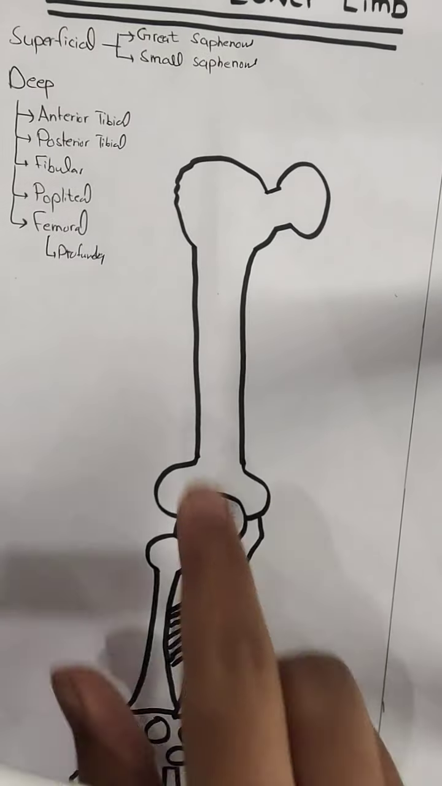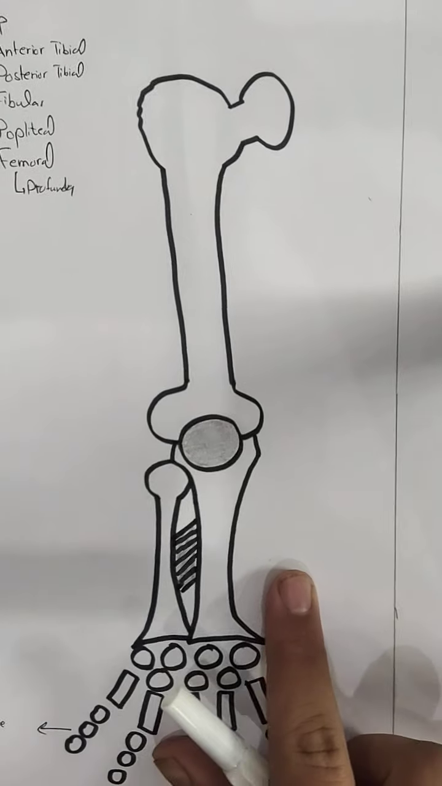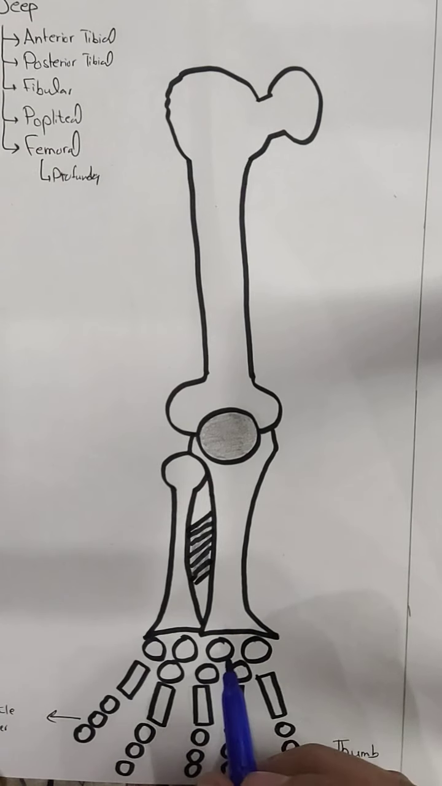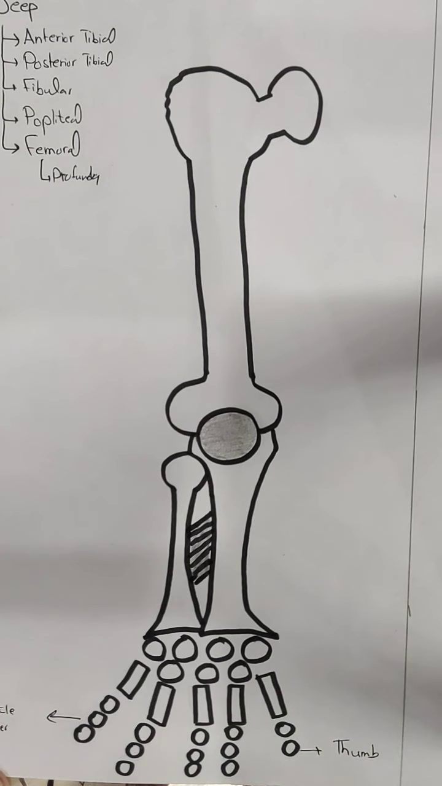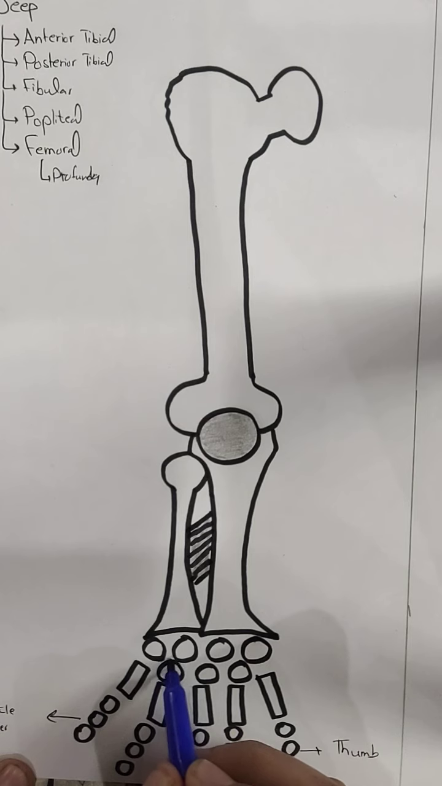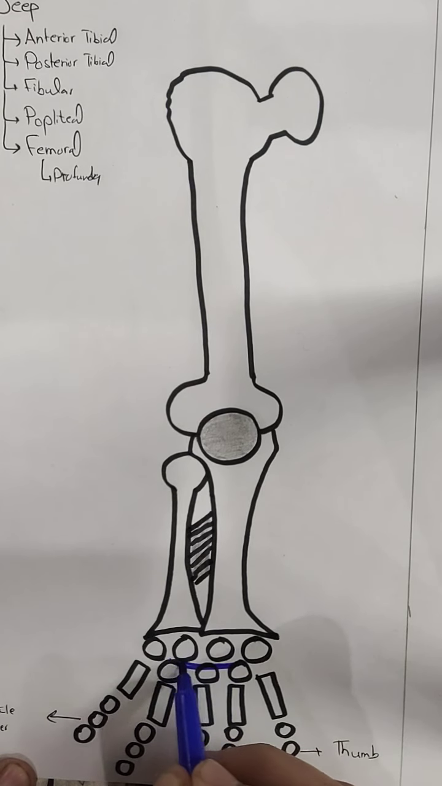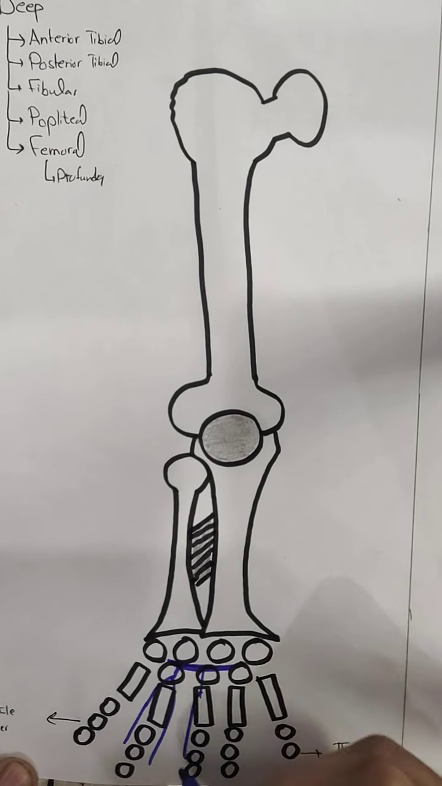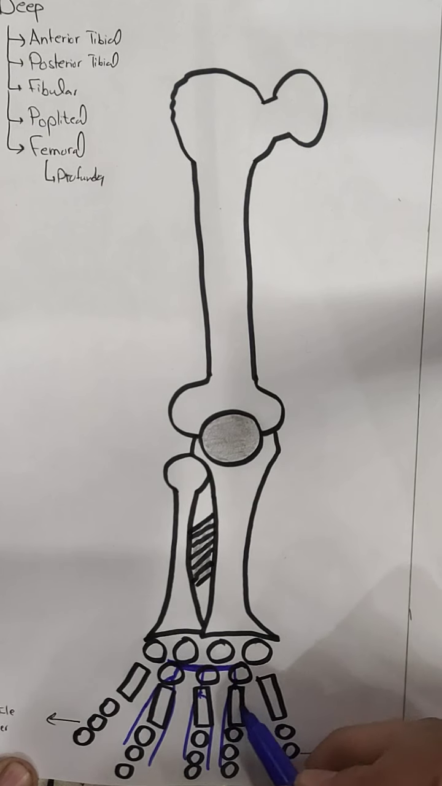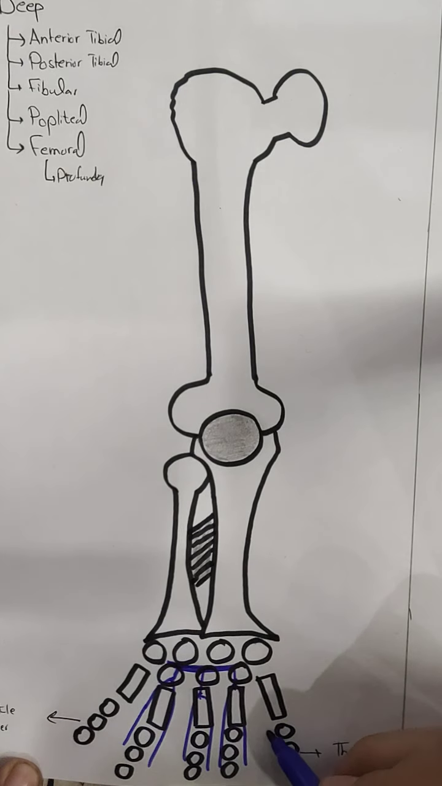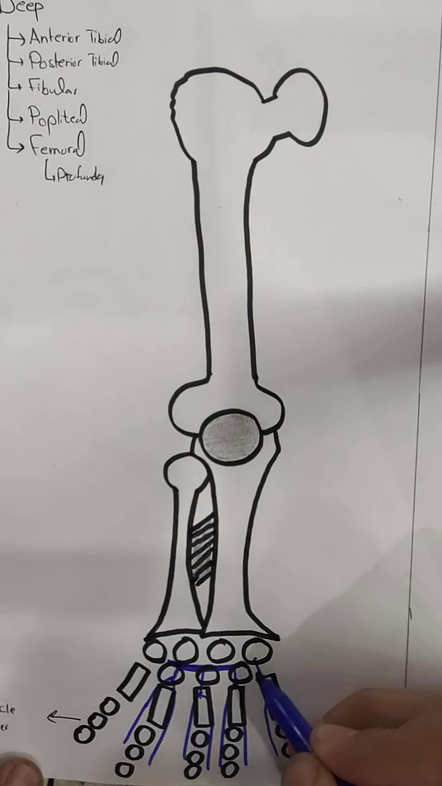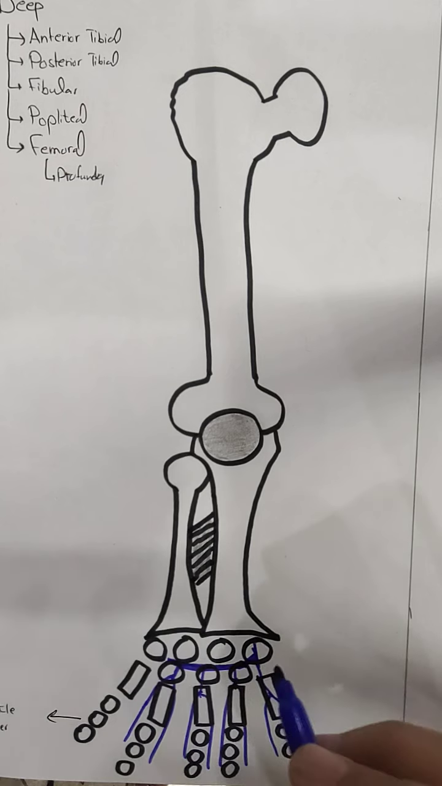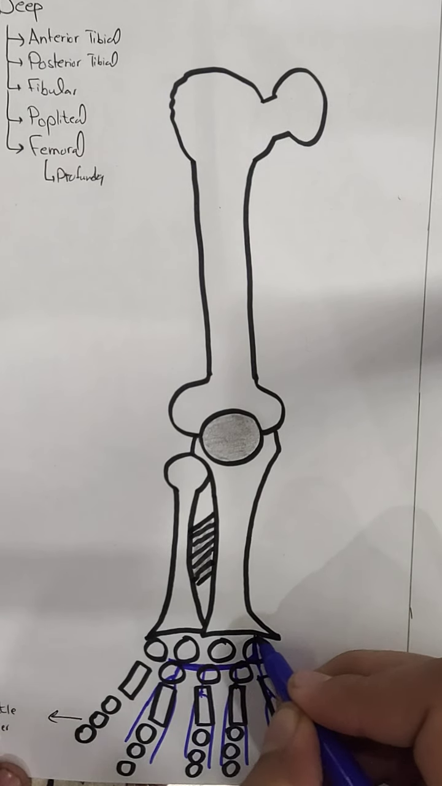So first of all, we will discuss the great saphenous vein, which is a superficial vein. This great saphenous vein is formed by the dorsal venous arch and the dorsal vein of the great toe. This will be the dorsal venous arch, here I will draw it, which will drain all these. And this one will be the dorsal vein of the great toe. So these both combine to form the great saphenous vein. Now this is the great saphenous vein.